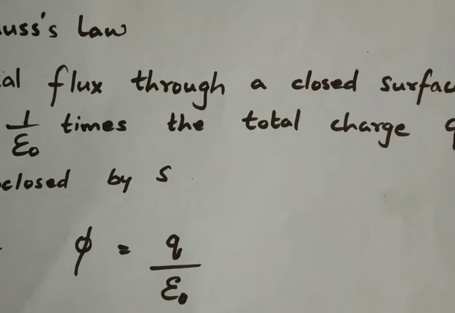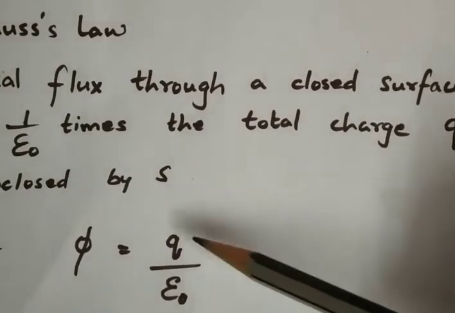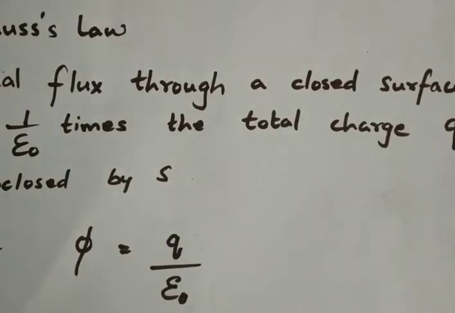Gauss's law states that the total flux through a closed surface S is given by 1 by epsilon 0 times the total charge q enclosed by the closed surface S. Mathematically, Gauss's law can be given as total flux phi equals 1 by epsilon 0 into q, or phi equals simply q by epsilon 0. What is q? The total charge enclosed by the surface, and phi the total flux coming through the surface.